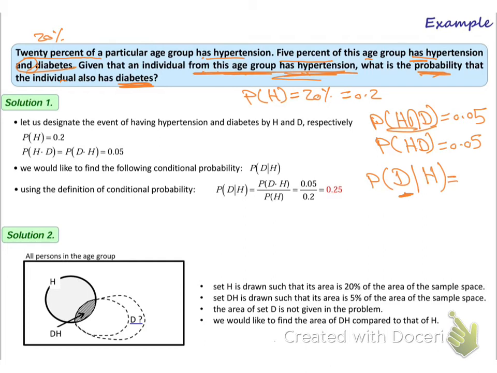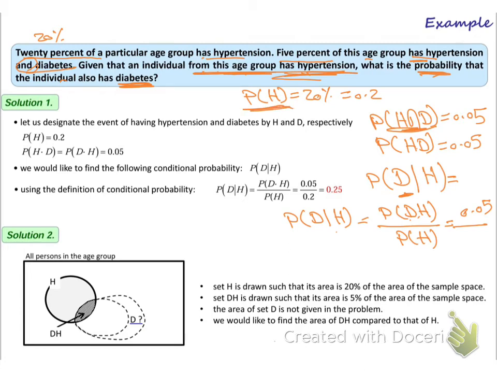So I write the formula of this. The probability of D given H equals the probability of D intersect H divided by the probability of H. Or you can write the probability of DH instead of intersection, as you like. So the probability of DH, or D intersect H, or H intersect D, is 0.05, divided by the probability of H. Do I have the probability of H? Yes, I have.